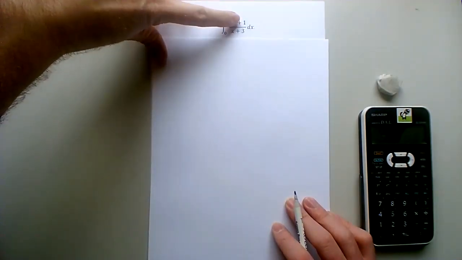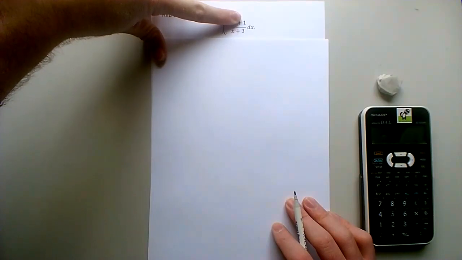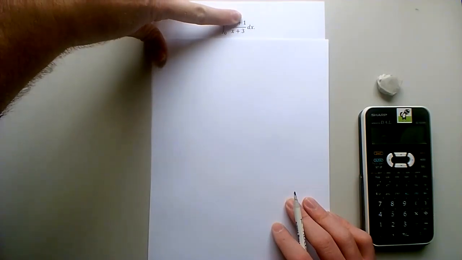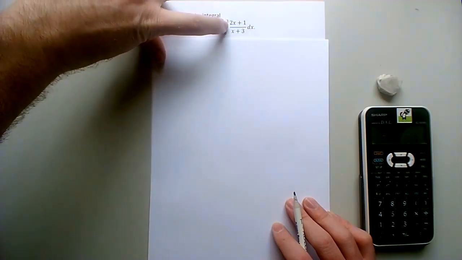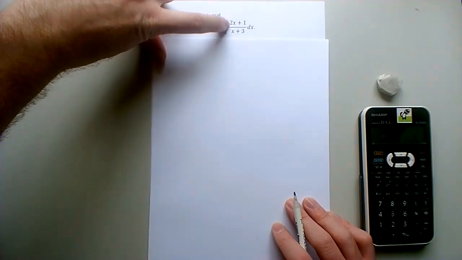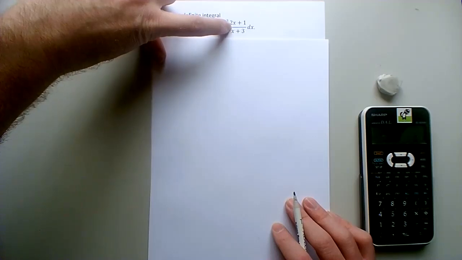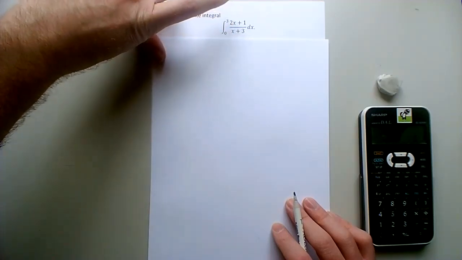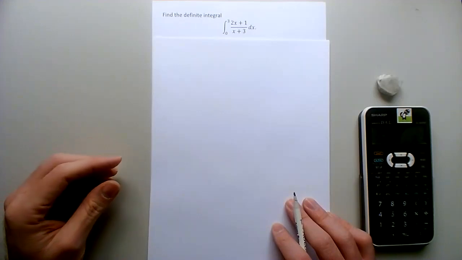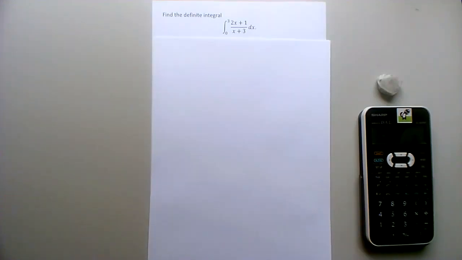If that 2x wasn't there, it'd just be 1 over x plus 3, and I'd know how to integrate that using ln. So I might be able to do a trick where I can write the top more in terms of the x plus 3 so that it'll cancel out, and I'll get something with a something over x plus 3 that'll be a little easier to figure out.